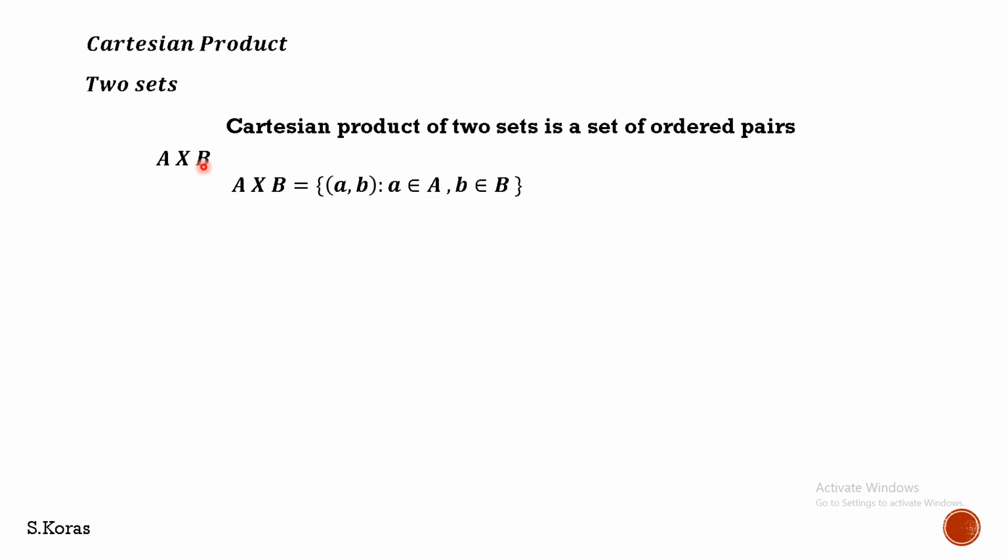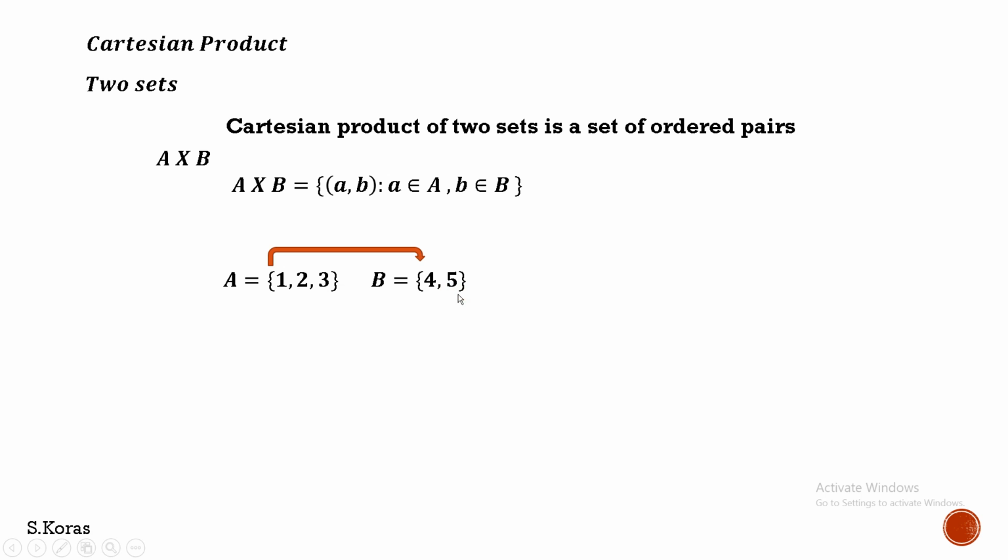Now let us see an example. Let us consider a set capital A equal to {1, 2, 3}, and let us consider one more set, capital B equal to {4, 5}. If you want to find A cross B, first we have to cross like this: 1 with 4, then 1 with 5. After that 2 with 4, then 2 with 5. Again 3 with 4 and 3 with 5.